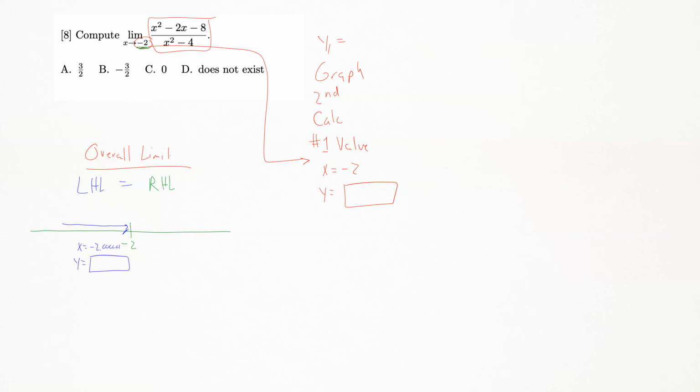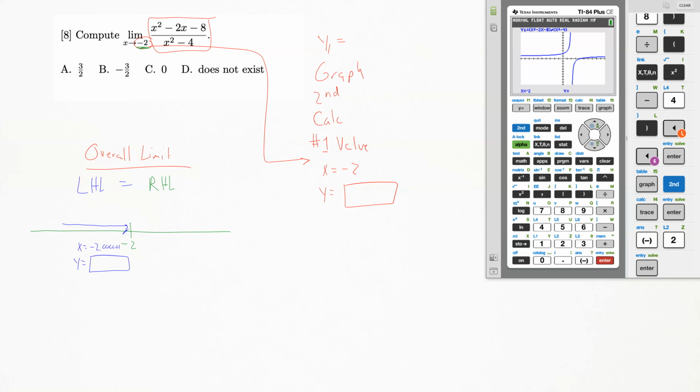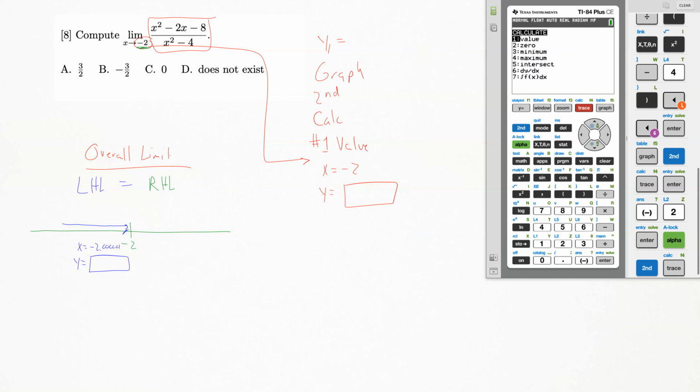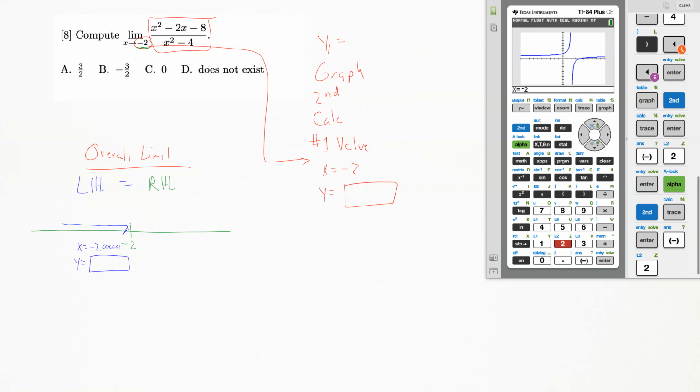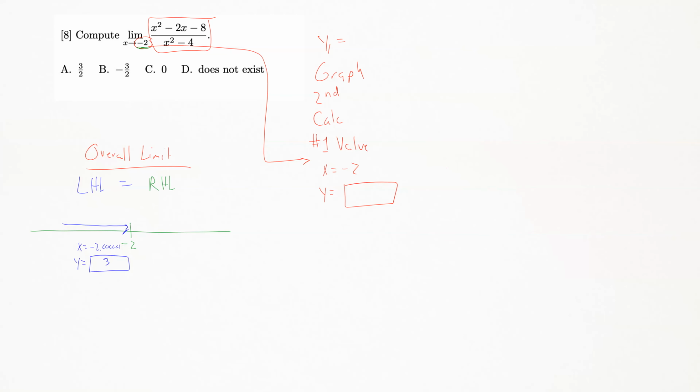So we'll go through our calc value process again. And we say, okay, second, oops, that's alpha, second calc, and then number 1 value, and this time we'll type in -2.0000, a whole bunch of zeros and a 1, and we get out of there 3/2. So my left-hand limit is telling me that I have a value of 3/2.